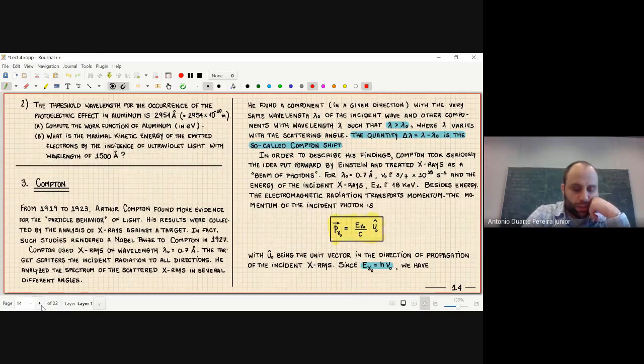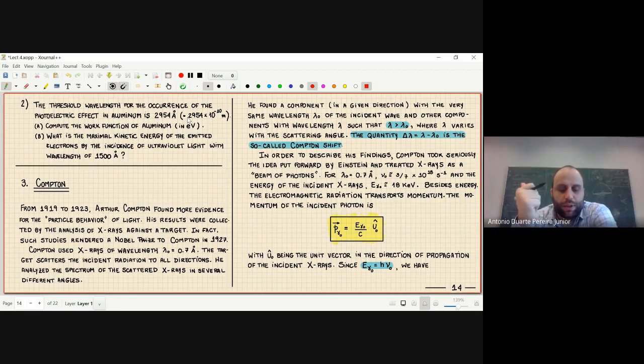Problem 2 says, well, the threshold wavelength for the occurrence of the photoelectric effect in aluminum is 2,1954 angstrom. This is equivalent to this expression here. And I want you to compute in item A the work function of aluminum. Okay? So what is the information that we have?